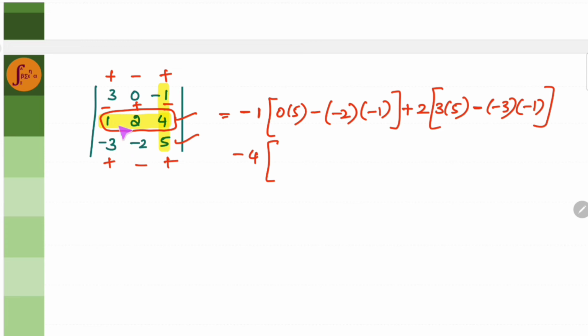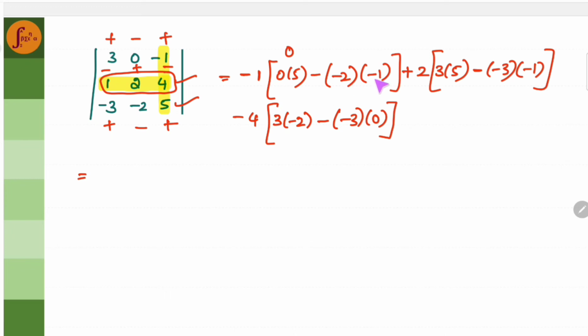Now cross multiply this way. 3 into minus 2, minus 3 into 0. 0 into 5 is 0. Minus is going to be plus 2 and again minus 2. This is going to be 15 minus 3 plus 3 minus 3. So this is going to be 15 minus 3, which is 12. This is minus 2. 3 into 2 is 6. This is 0. So we'll get minus 2 into 1.